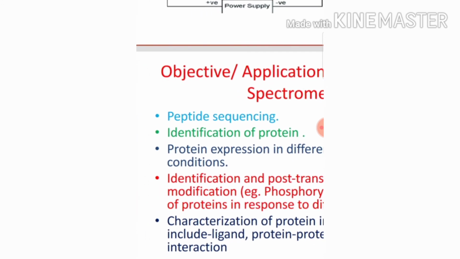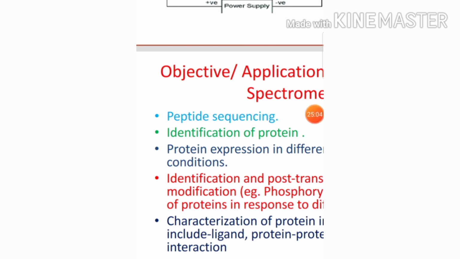Now, identification of protein: we can also identify what the sample is. It can be a protein, or it can be DNA, or it can be a lipid. So first we identify the protein and then try to find the primary structure, secondary structure, and tertiary structure of the protein with the help of this mass spectrometry.